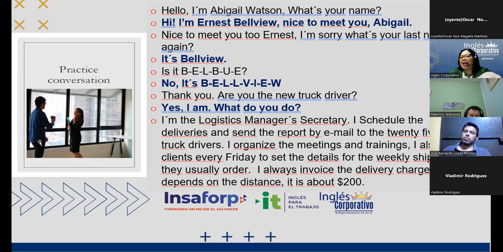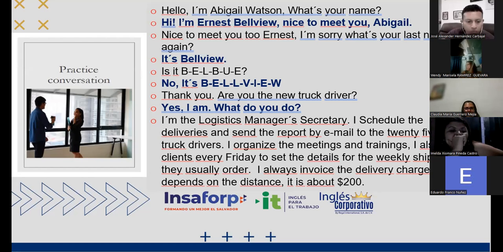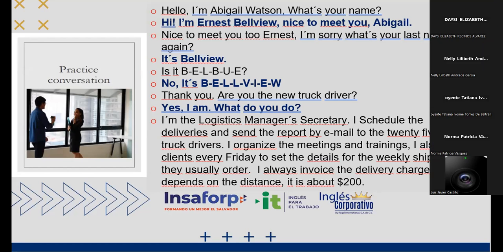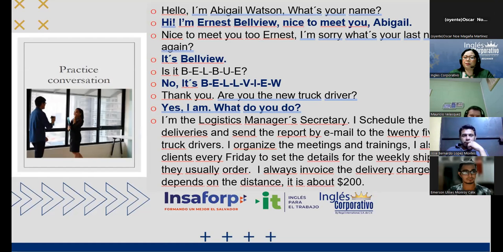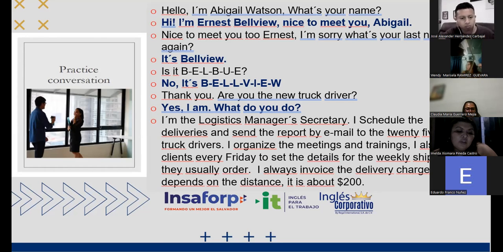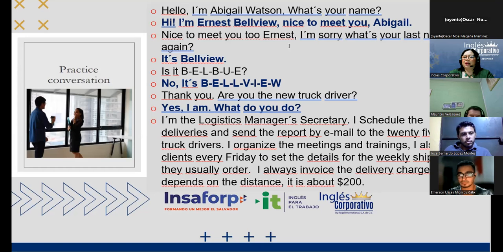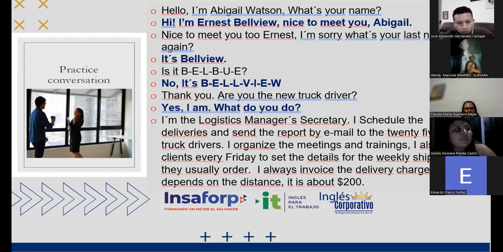Is there any question about the vocabulary in this conversation that you want to clarify? Is there any word that you want to know the pronunciation or the meaning? Invoice. Is that correct? Invoice. Invoice. Facturo. Okay. Yeah. Thank you.